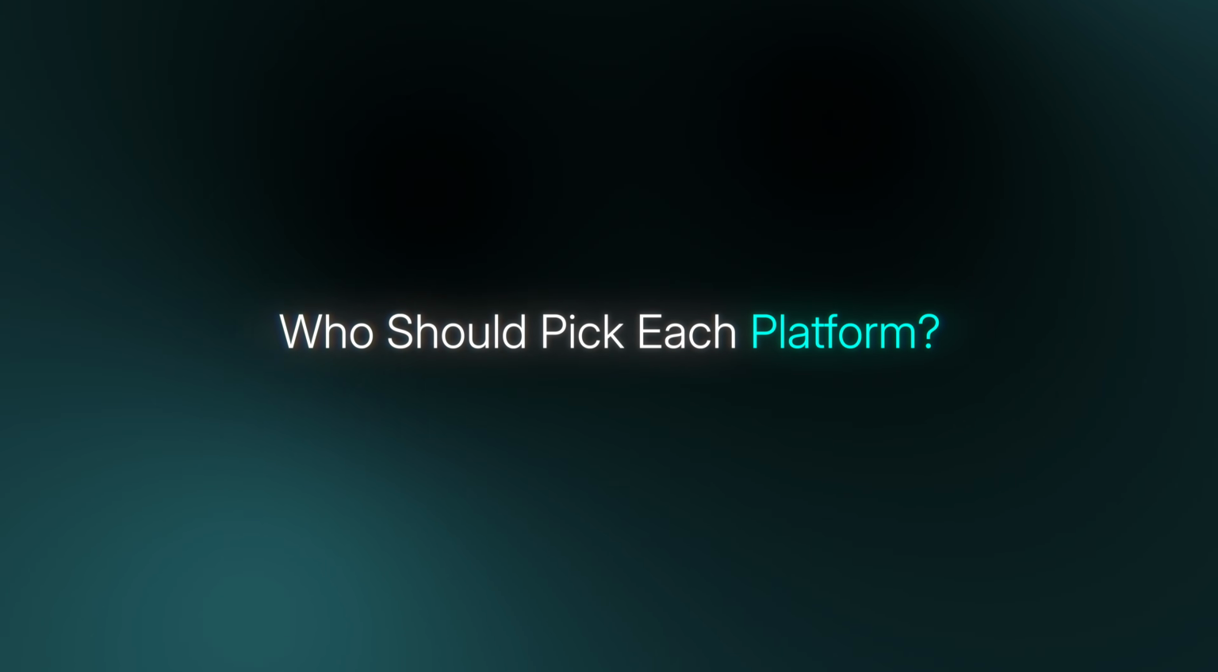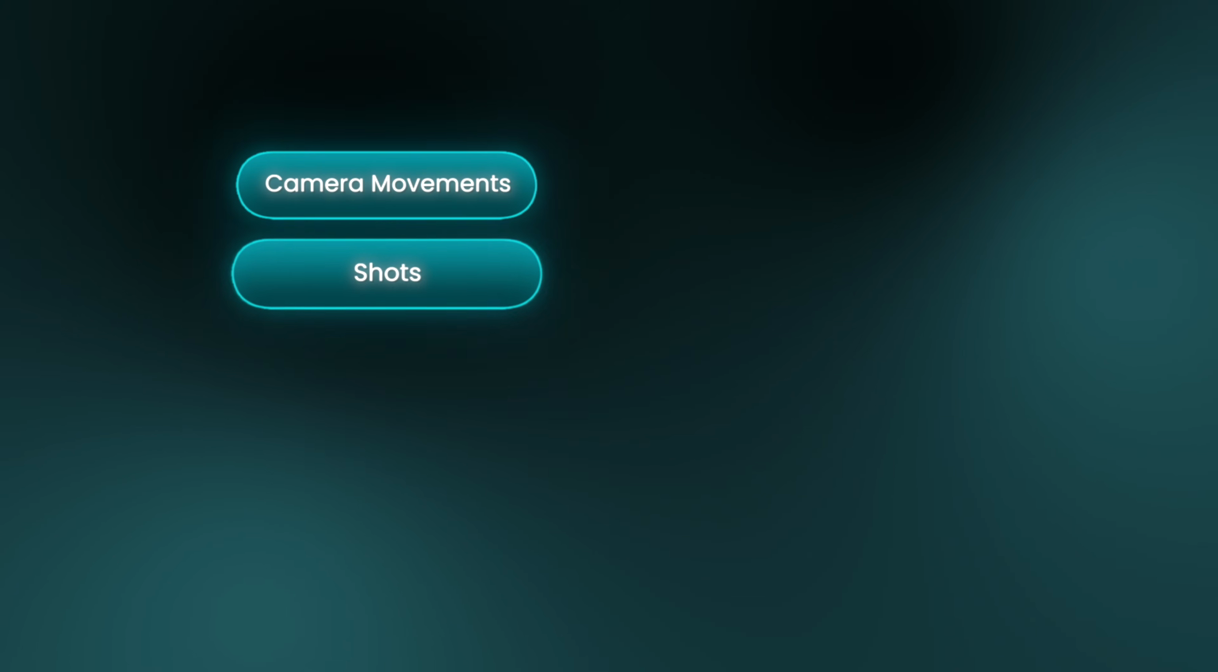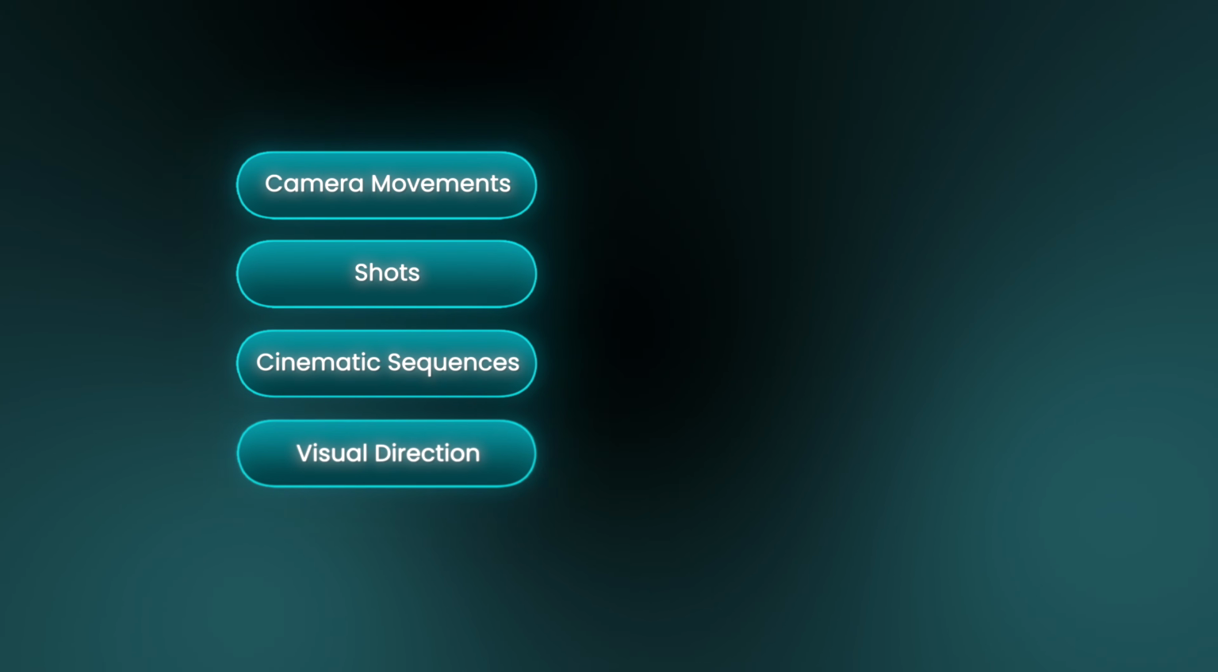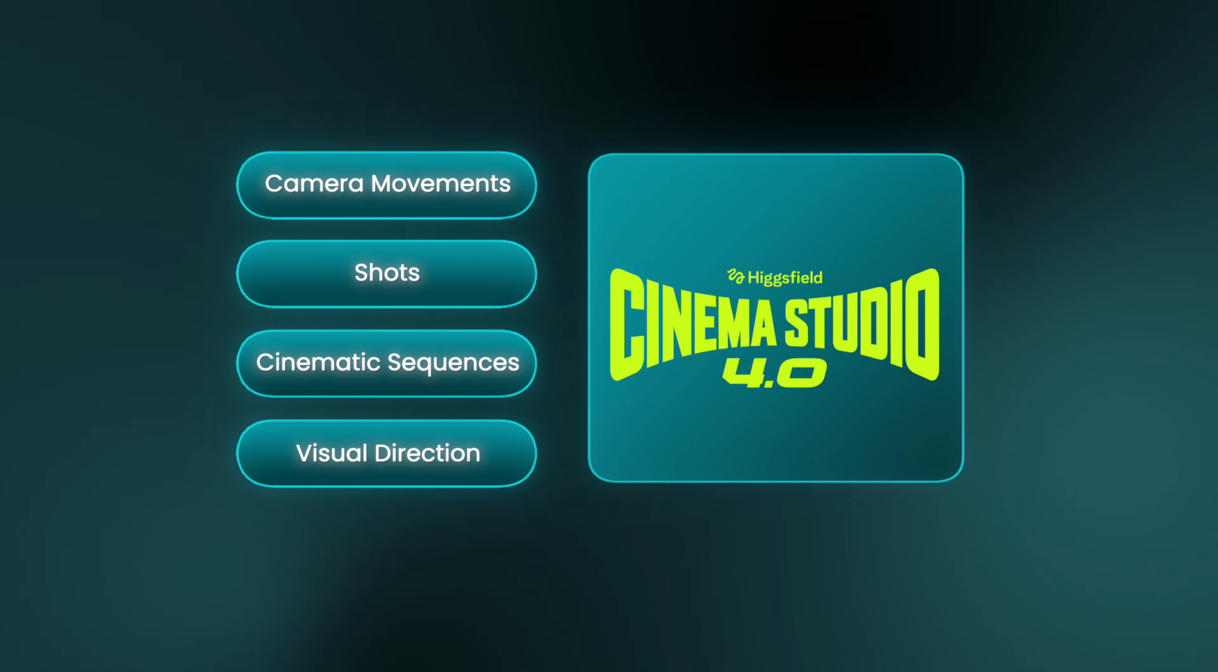So who should pick each platform? I would choose HiggsField if you are focused on filmmaking. If you think in camera movements, shots, cinematic sequences, and visual direction, then HiggsField Cinema Studio is a serious reason to use it. It is the better specialist platform for someone who wants AI to work more like a filmmaking toolkit, and who is comfortable spending more credits to get the strongest result.